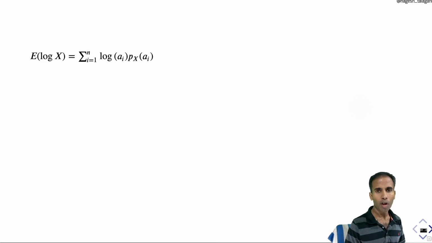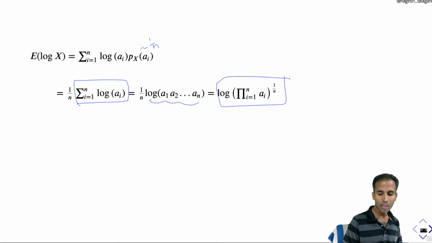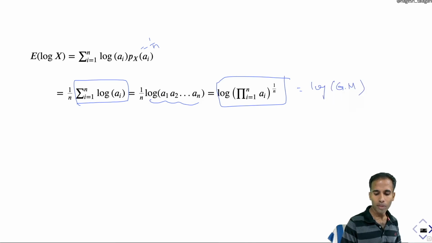Now expectation of log x equals summation i equal to 1 to n of log ai times px of ai, and these pmf values are 1 by n for all i. So it's going to be 1 by n summation i equal to 1 to n log ai. This we can write as log of a1, a2, and so on up to an. So that's why we can write this as log of the product i equal to 1 to n of ai, to the power 1 by n. Okay, you should know something about logarithms here. So this is nothing but log of the geometric mean. Expectation of log x is nothing but log of the geometric mean.